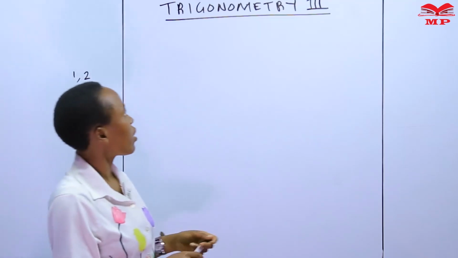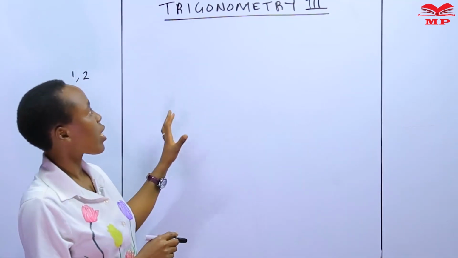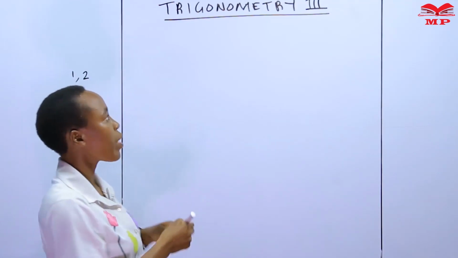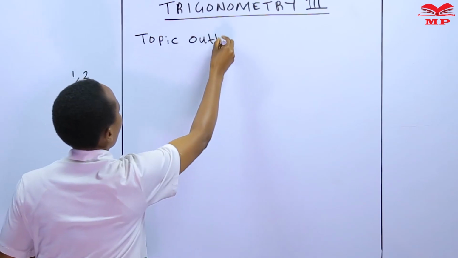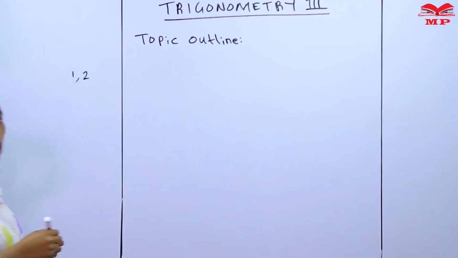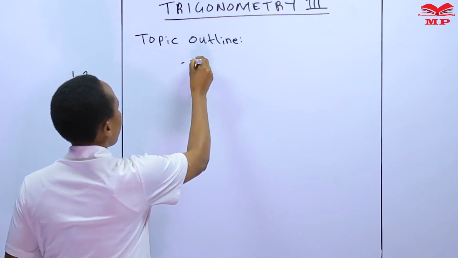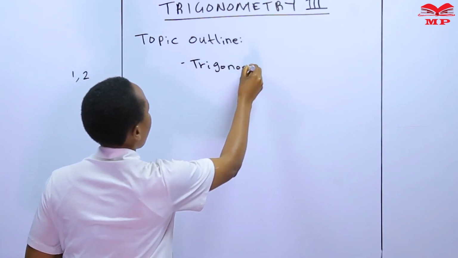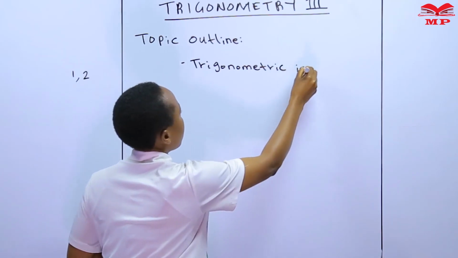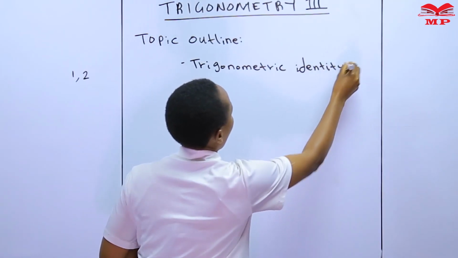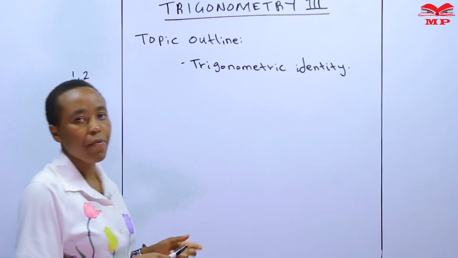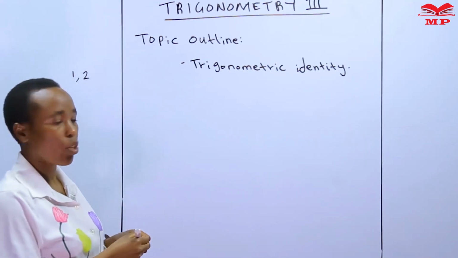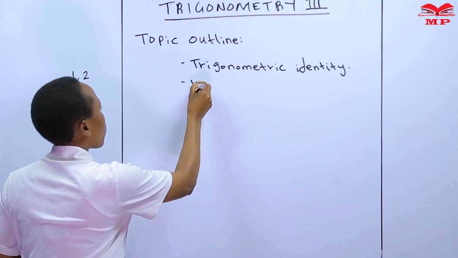Now in this topic, trigonometry 3, I would like to give you the topic outline, what we are going to cover under this topic. One, we look at the trigonometric identity, whereby we are going to derive that identity and then use it in simplifying various trigonometric expressions. Then after that, we'll also look at waves.